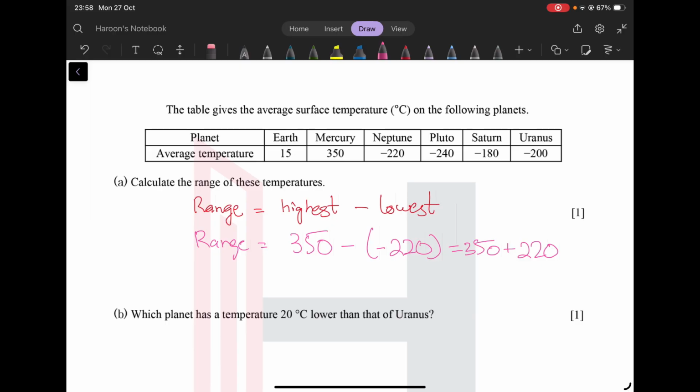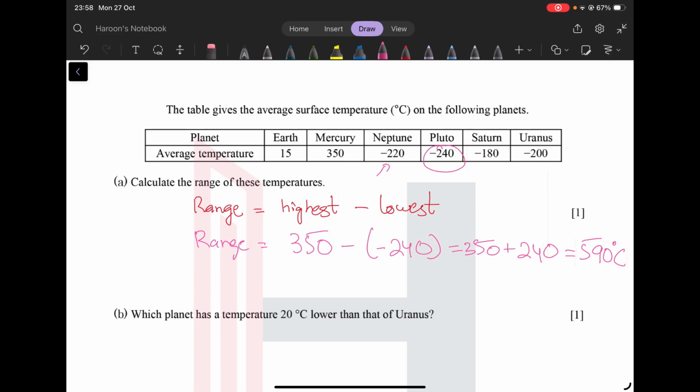Actually, we do have 240 as well. Apologies. We do have 240 for Pluto. So this should be 240 rather than 220. You can see 240 is there. I just directly took Neptune value. So I'll have to replace this with 240. So this becomes 590 degrees Celsius.